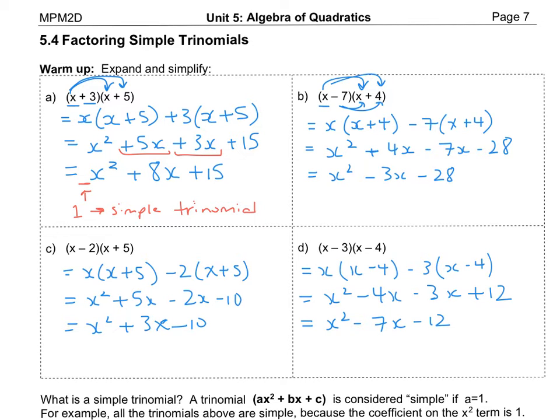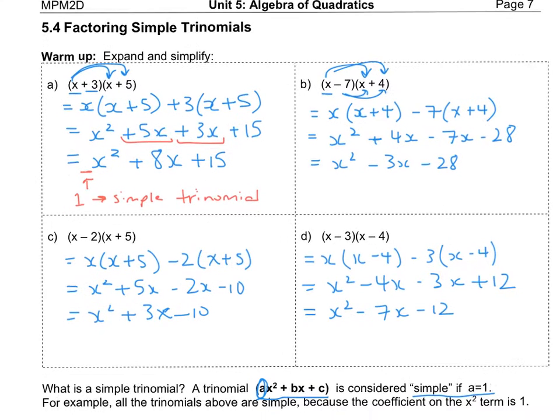Okay, so you should check your work with these. You'll notice every single one of these has a 1 in front of the x squared, which is what makes these a simple trinomial, and it's trinomial because each of the final answers has 3 terms only when you collect your like terms. So a simple trinomial has this format. It has something x squared plus a bx, so something x, and then plus a constant term, and it's simple if the a in front of the x squared is a 1. So these are all examples of simple trinomials.